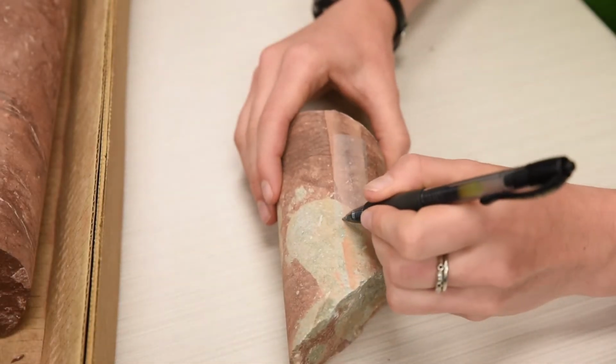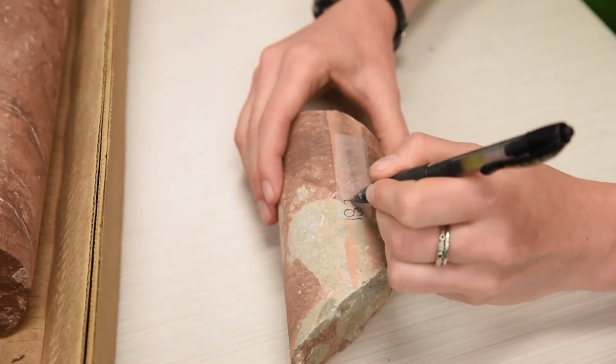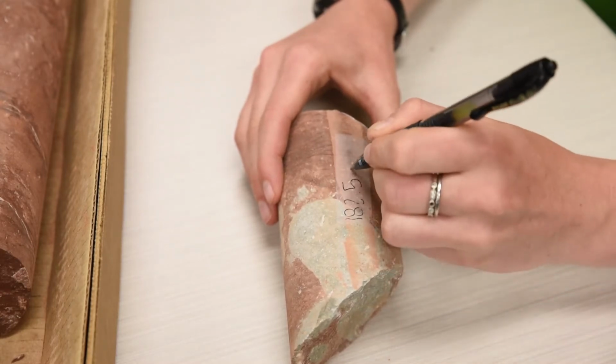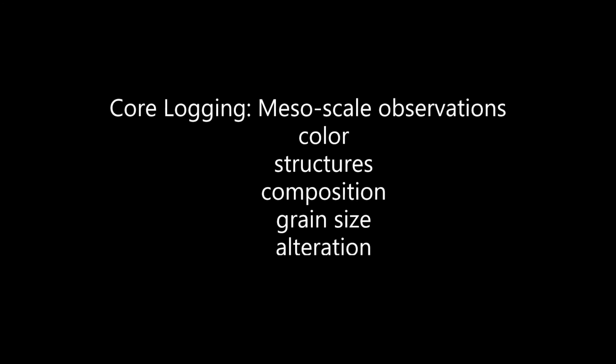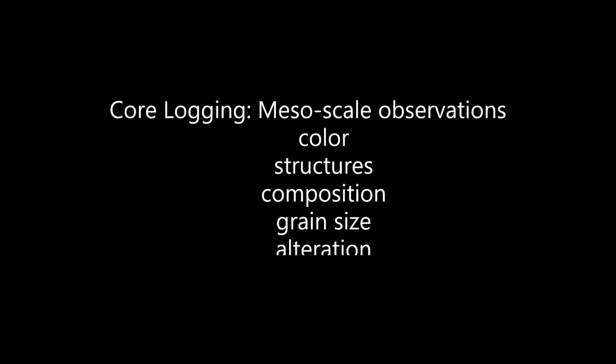The samples we take for analysis are then labeled with their depth and with an arrow pointing towards the top of the core. Next comes the process of core logging, which is to make observations about color, structures, composition, grain size, and chemical alteration just by looking at the sample. At this scale, we refer to the rocks as hand samples and mesoscale observations, which we record in detailed spreadsheets.